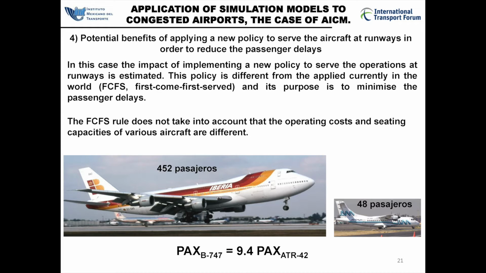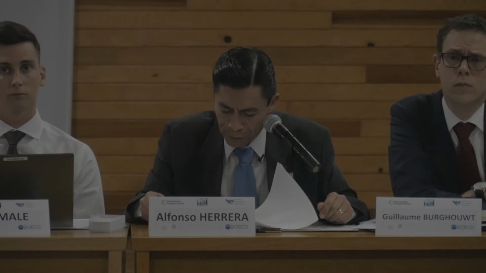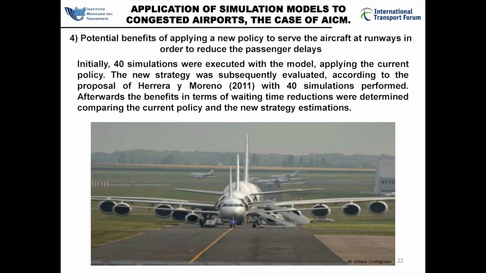And the Boeing 747 can transport 9.4 times more passengers than the ATR 42. Consequently, if the attention sequence of aircraft in a waiting line is reordered, it is possible to obtain savings in operating costs and reduce passenger delays. In this case, 4 simulations were executed with a model. First, applying the current policy, and after with a new strategy. Afterwards, the benefits in terms of waiting time reductions were determined comparing these results.